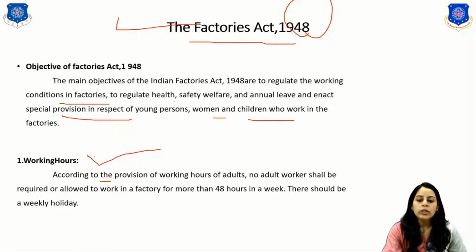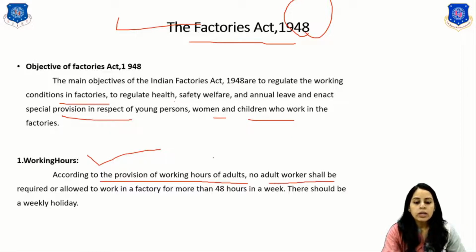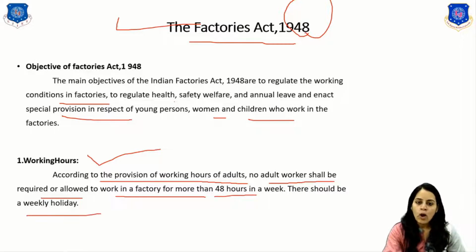According to the provision on working hours of adults, no adult worker shall be required or allowed to work in a factory for more than 48 hours in a week. So there should be a weekly holiday.